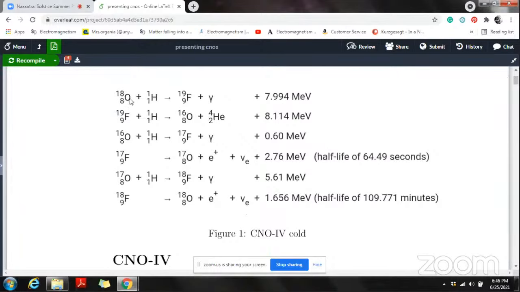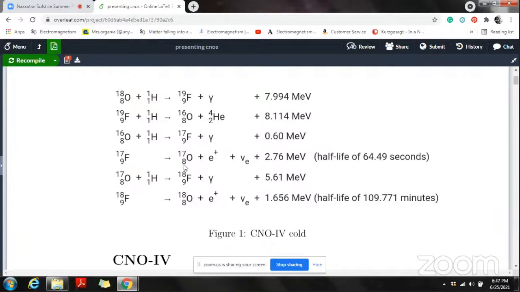So here what happens is oxygen 18, when combined with hydrogen, forms fluorine 19 plus a gamma and some energy is released. Then the fluorine with ambient hydrogen collides and forms oxygen and helium with some amount of energy. Then we have this oxygen 16. When it combines with hydrogen, we get fluorine 17 and a gamma and some energy. This fluorine 17 with half-life of 64.49 seconds decays into oxygen 17 plus a positron and a neutrino, and also some energy is released.